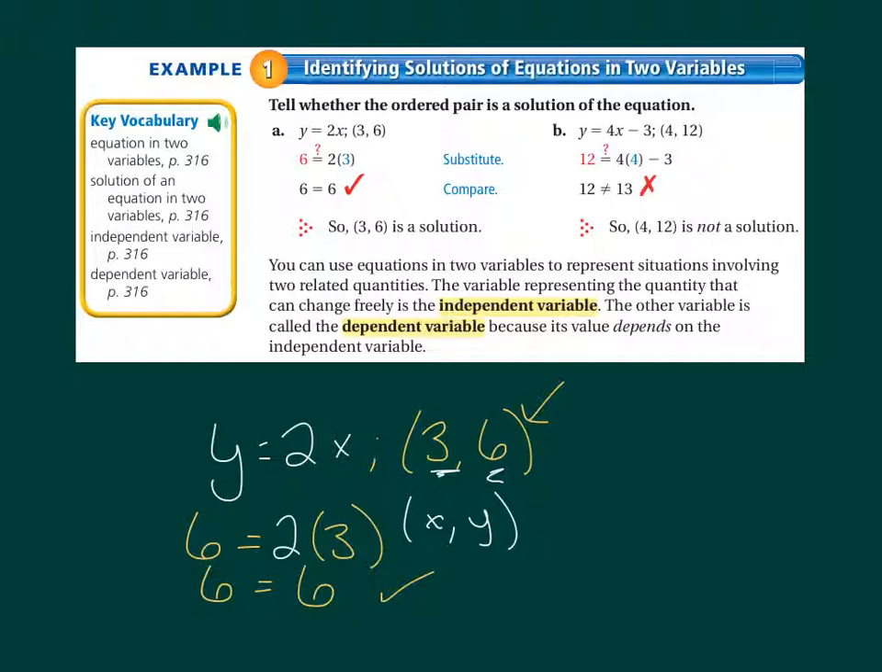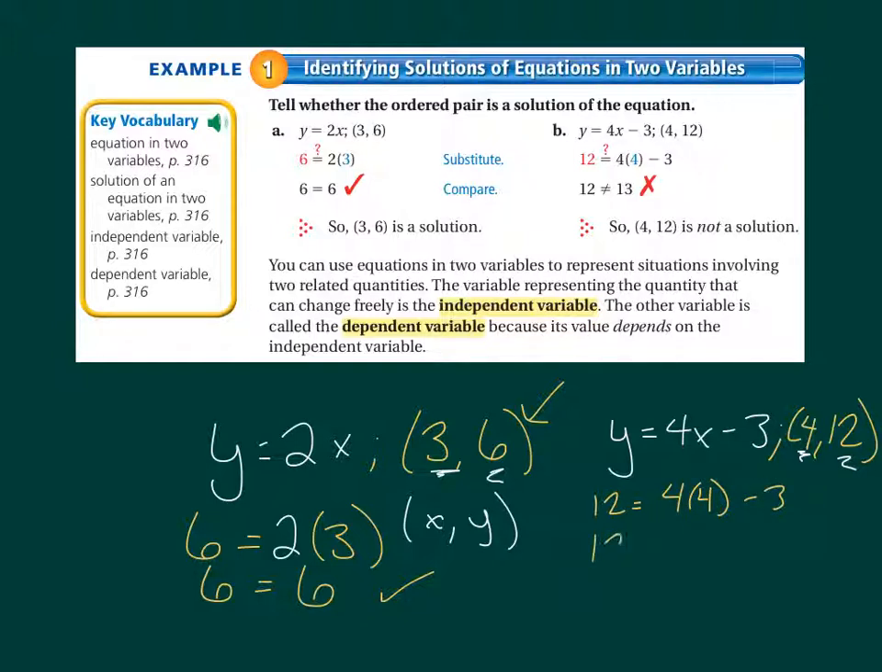Now on the second example, for instance, we have this problem here where y is equal to 4x minus 3. And they're giving us a whole new coordinate point. They're saying the coordinate point is going to be 4, 12. So now again, I have to know where to properly plug these things in. 4 is x, 12 is y. The coordinate points always go x, y. So I go ahead and plug in 12 equals 4 times 4, my value for x, minus 3.